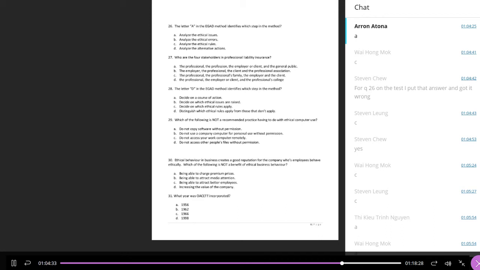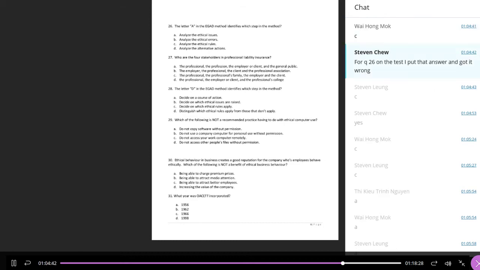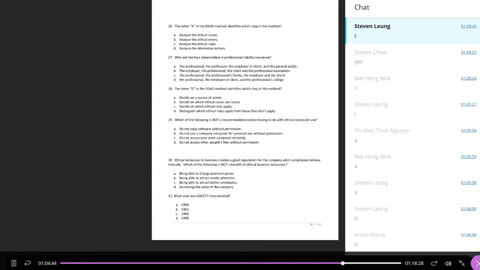29, which of the following is not a recommended practice having to do with ethical computer use? You put D and you got it wrong. Analyze alternative actions. Okay. Maybe you're right. I'm going to have to go and do that. There's another one that I coded wrong, which I'll tell you about later on. But the answer should be D, so I'm going to go back and change it.